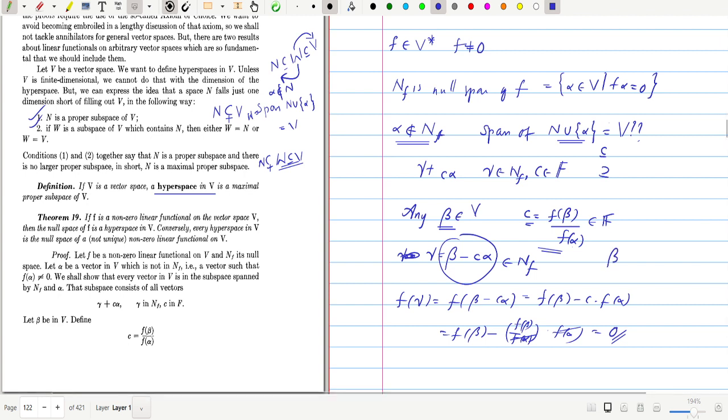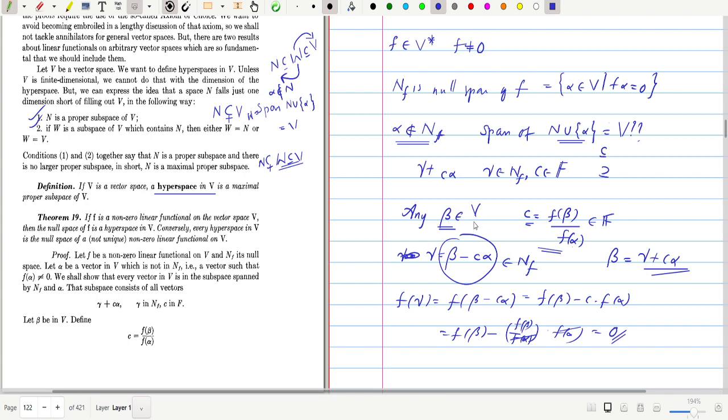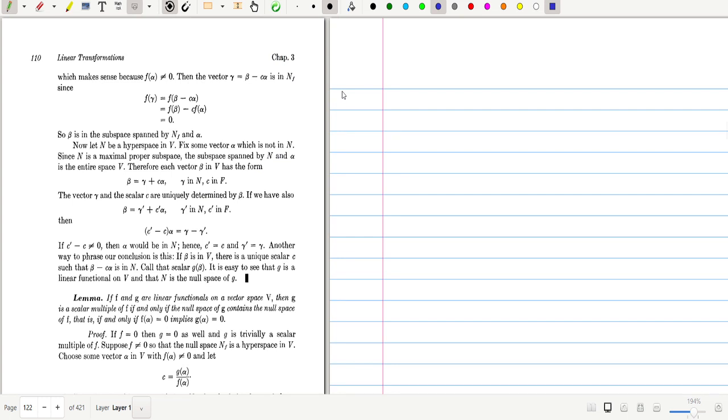Then what is beta? Any beta can be written as gamma plus C alpha. So this shows that beta belongs to V implies beta belongs to the subspace spanned by N union the singleton set alpha. So that shows that N is a hyperspace. Now we prove that every hyperspace is a null space of some linear functional.